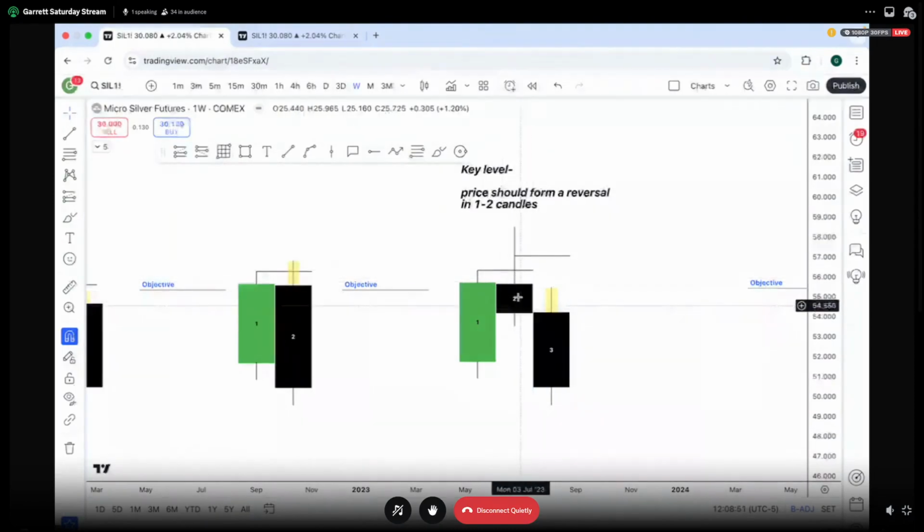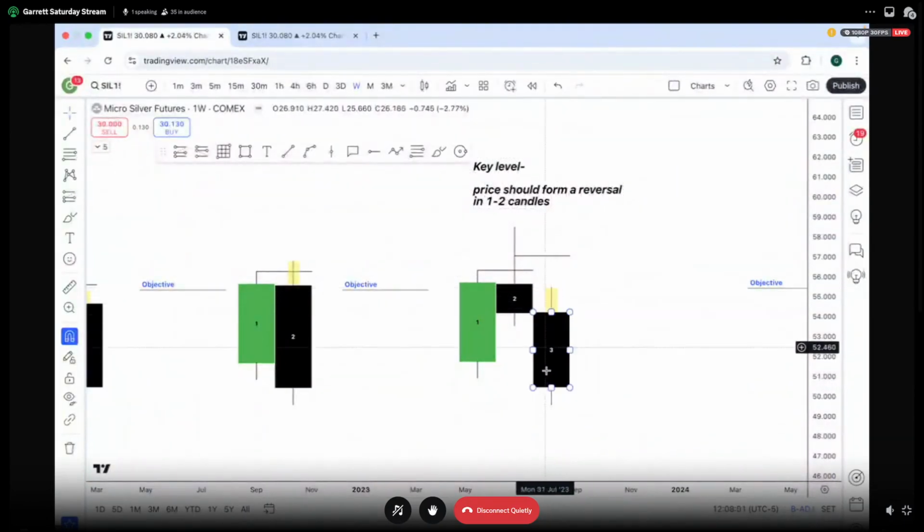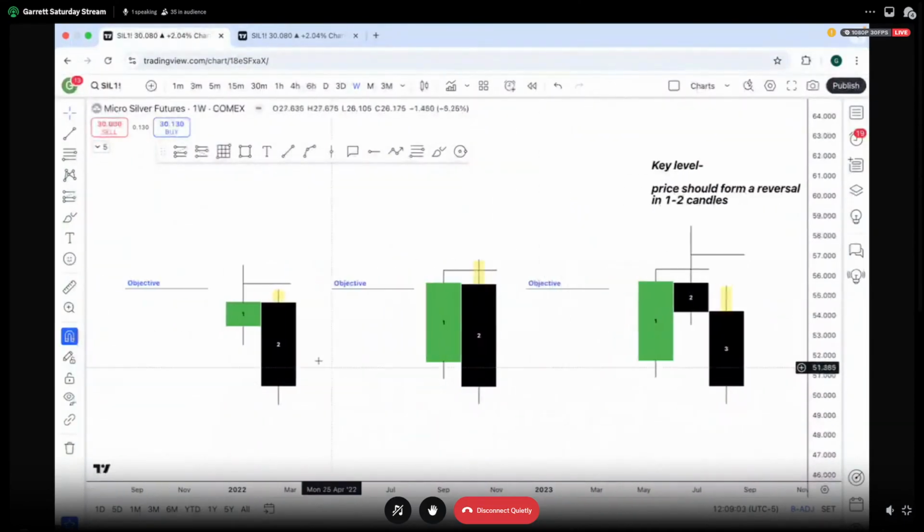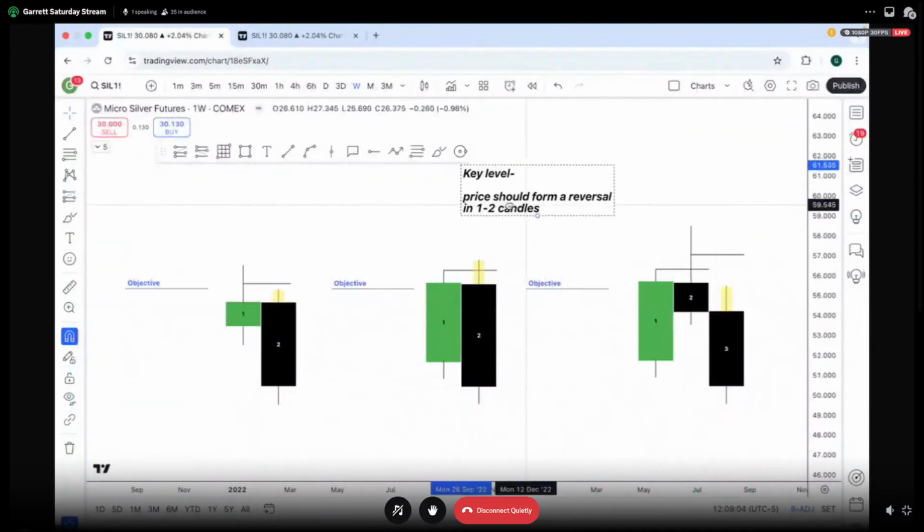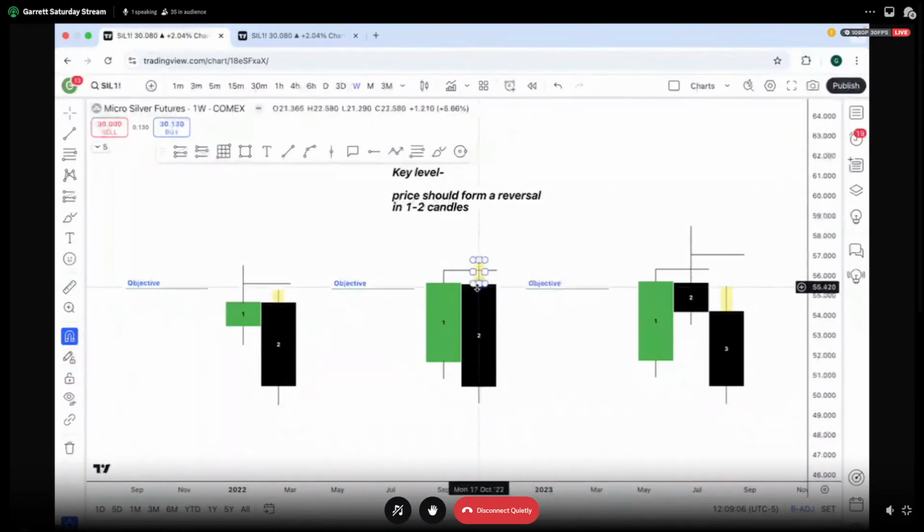Now, this day here, this candle two has to print a reversal candle. That's the rule, right? One or two candles here, and I need to see candle three expand away. It's the same thing that he trades, right? But I trade candle two, and we can anticipate candle two expansion or a reversal in one or two candles, because this is typically how it looks. And I'm going to go over some examples now.